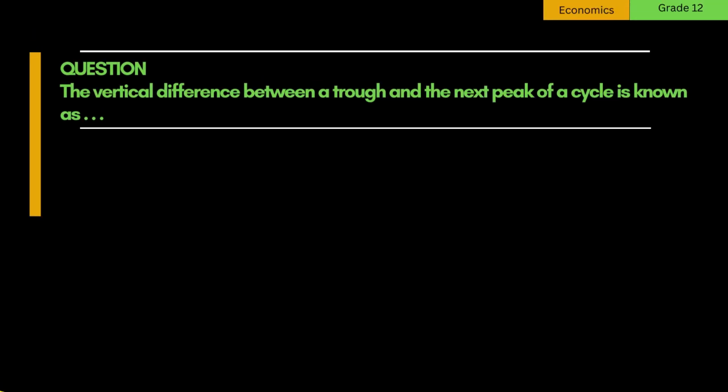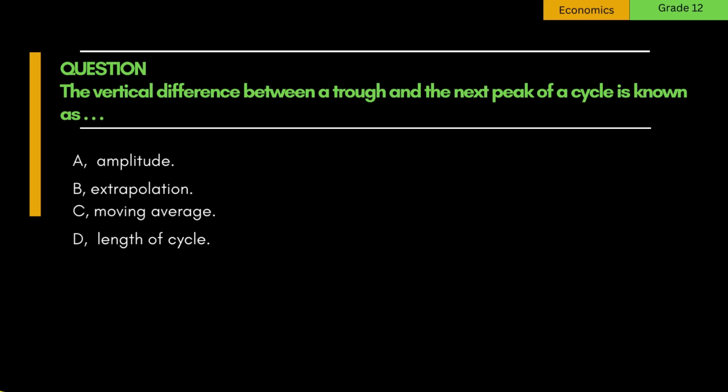Question. The vertical difference between a trough and the next peak of a cycle is known as A. Amplitude, B. Extrapolation, C. Moving average, D. Length of cycle. The correct answer is A.